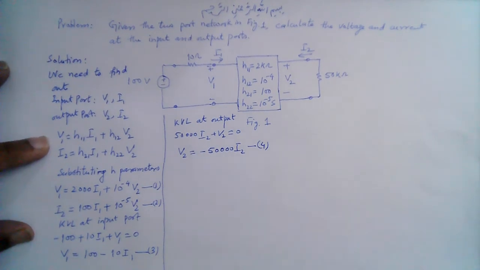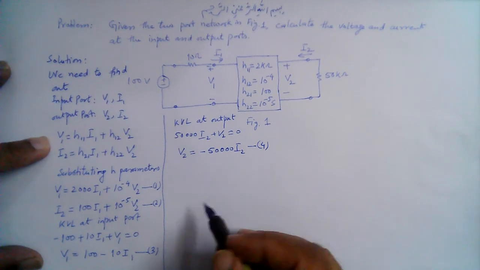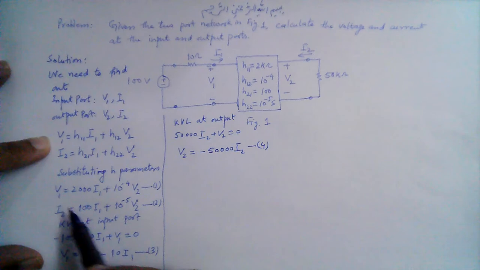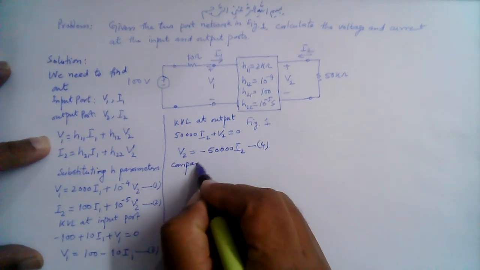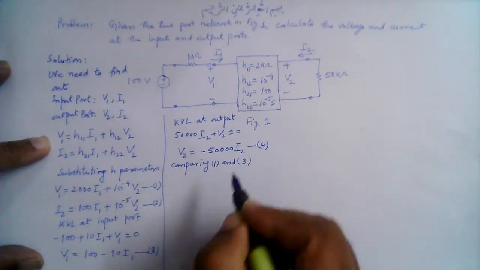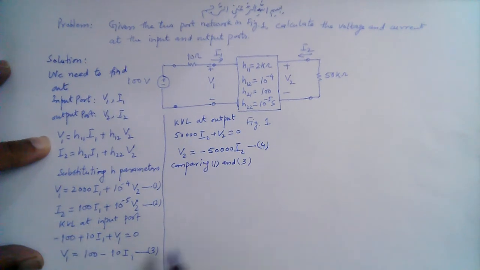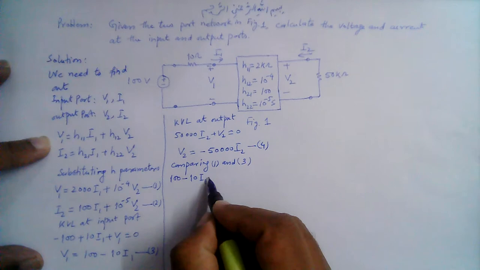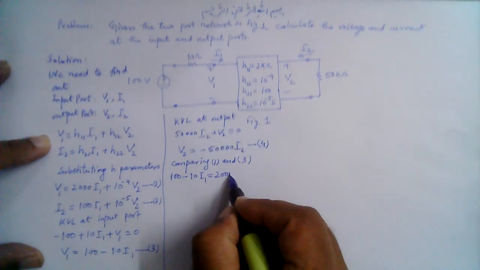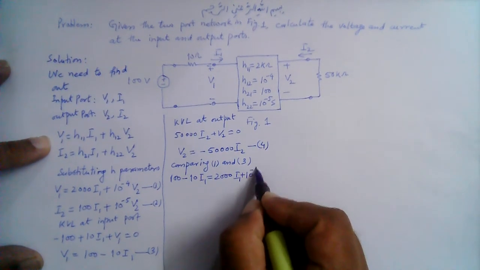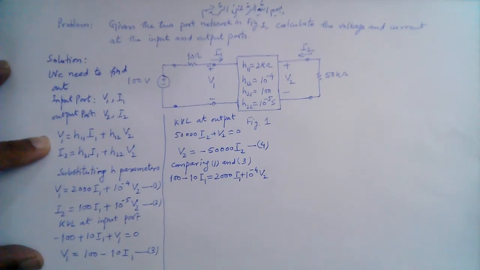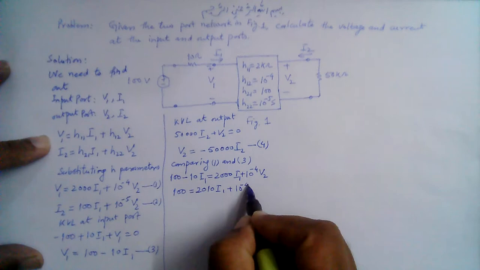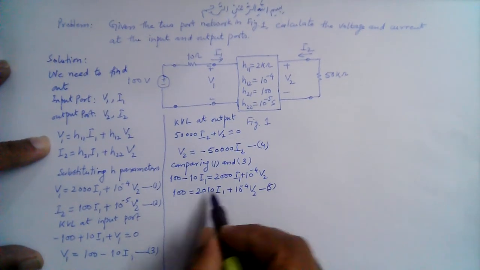I1, V2 and I2. So for example, I have V1 here equal to this value, and we have V1 here equal to this value. So we can compare both equations 1 and 3. This will eliminate V1. So this is 100 minus 10 I1, and that is equal to 2000 I1 plus 10 to the power minus 4 V2. And that is 100 is equal to 2010 I1 plus 10 to the power minus 4 V2. Let me call this equation 5. So this equation is only in two variables.